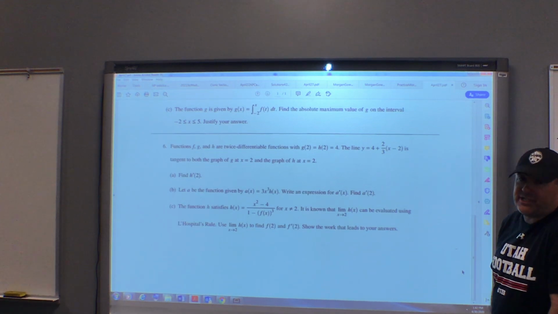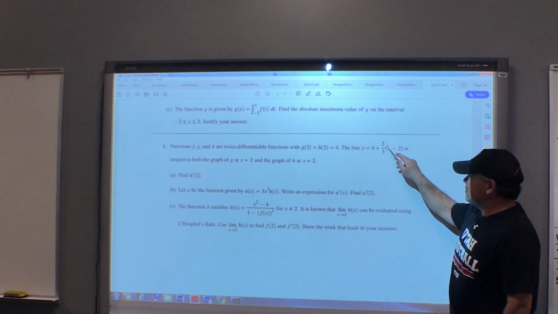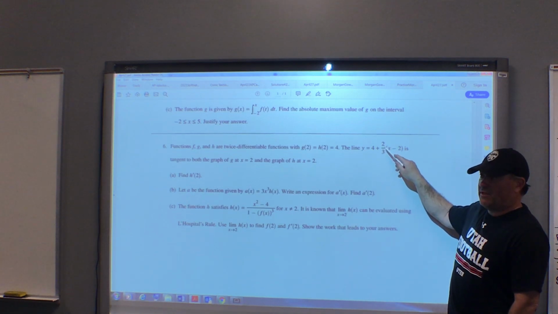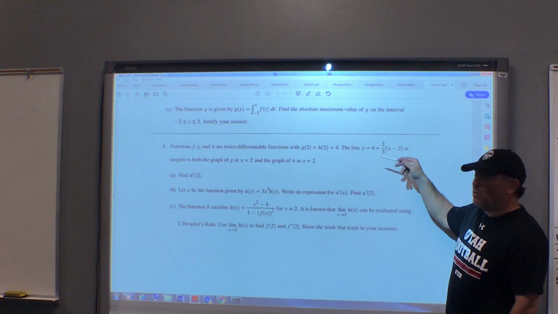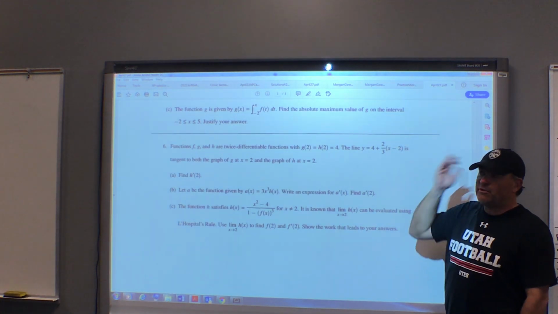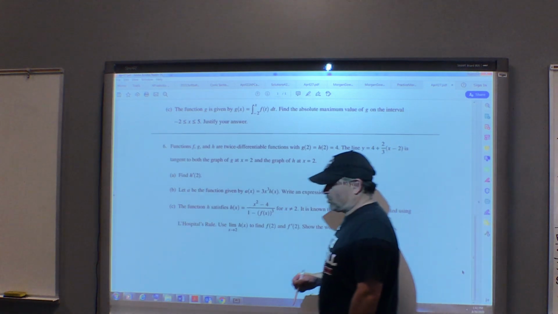All right, well that's pretty easy, it's worth 1 point. H prime of 2 is simply the slope of the tangent line. So the slope of the tangent line, and if you needed to put that into y equals mx plus b form, do any of that stuff, great. Otherwise, you could just recognize, oh, the slope is 2/3.